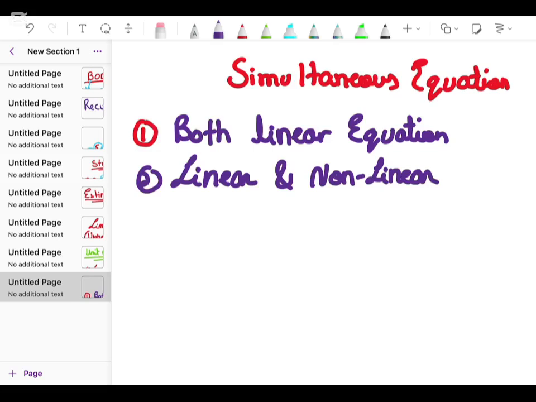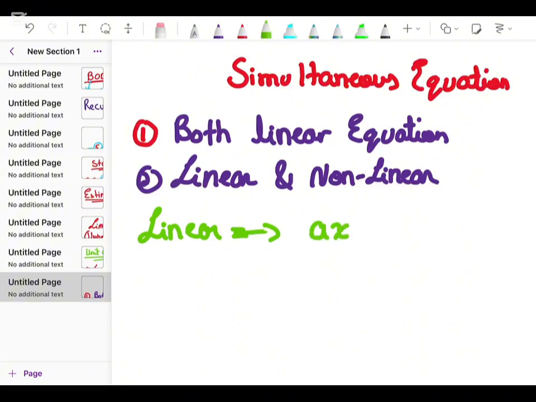And we have three methods to solve simultaneous equation. First, two types of question can come in paper. One is both linear equations will be given to you, and second is one linear and one non-linear equation will be given to you. So first we will explain what linear equations are. Simply, the equation which has highest power one is called a linear equation.